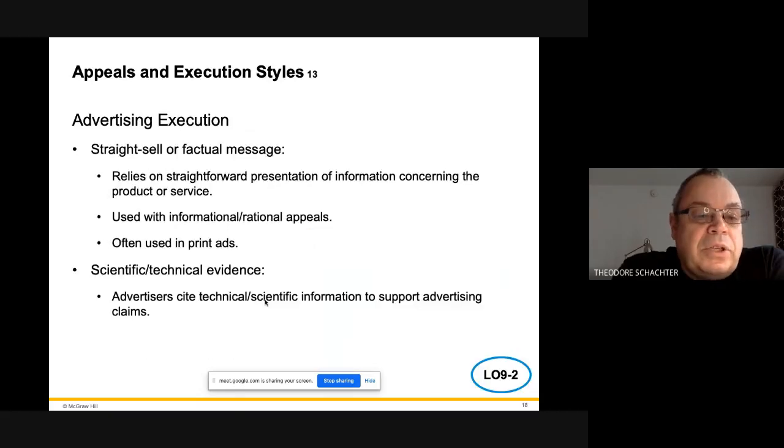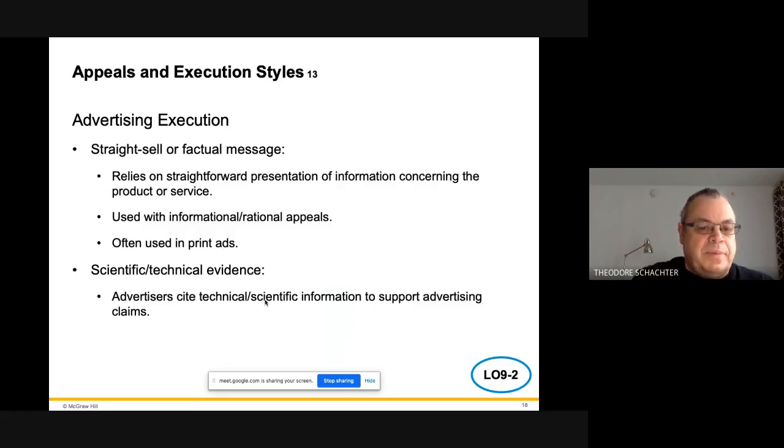Okay, so let's look at the different types of advertising executions. The first one is called a straight sell or factual message. Straightforward presentation. Now, keep in mind that the difference between the next one, scientific and technical evidence, versus a straight sell or factual message is what information is presented.